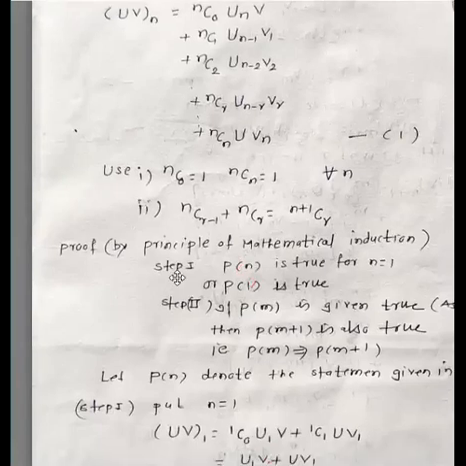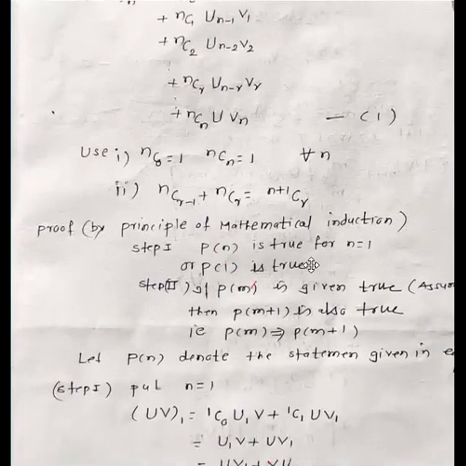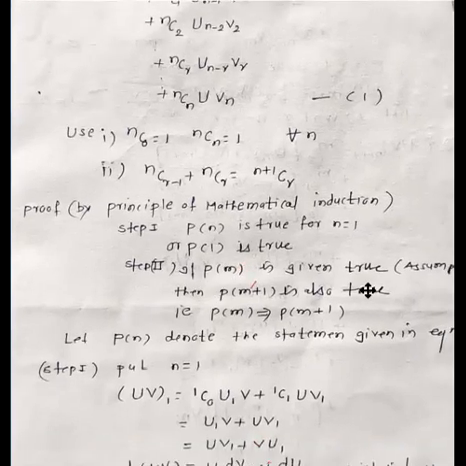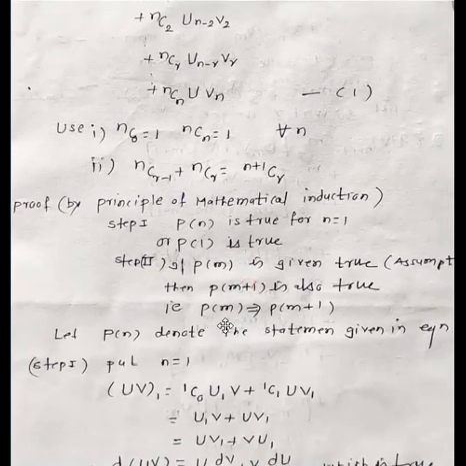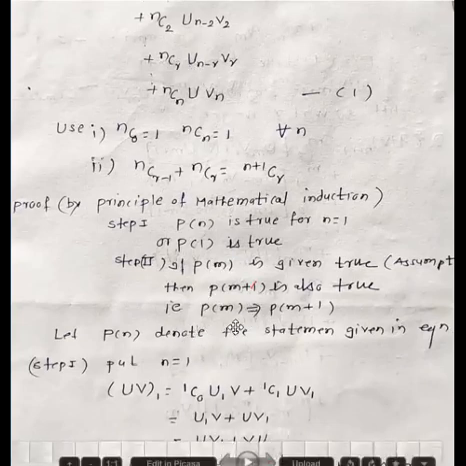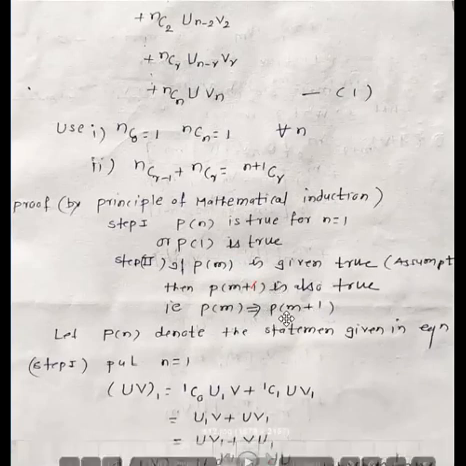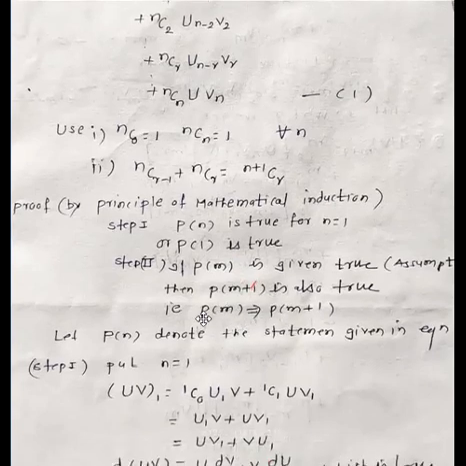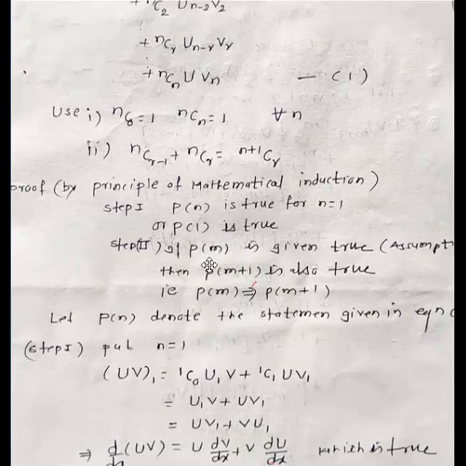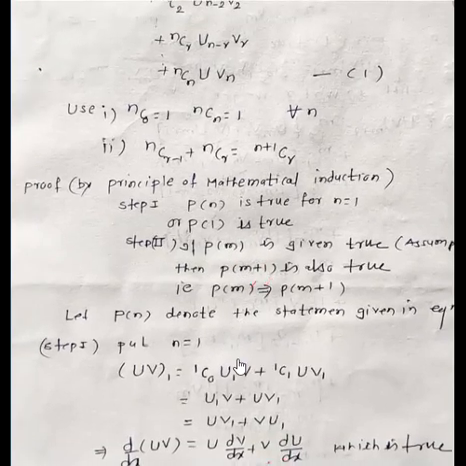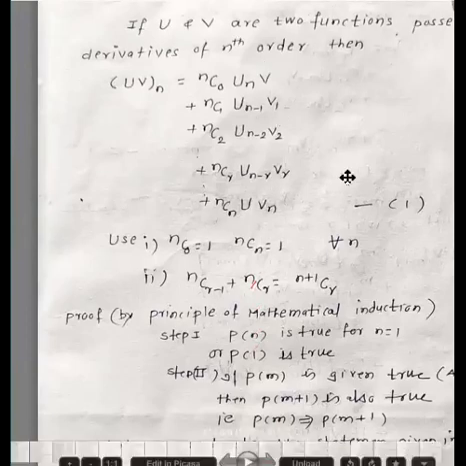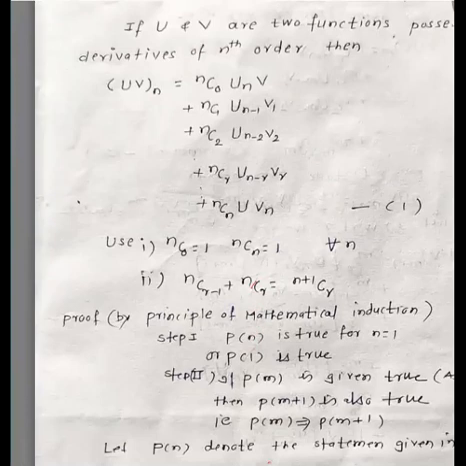So what is the principle of mathematical induction? Show that the statement is true for n equal to 1, and second step, P of m implies P of m plus 1. That is, take the assumption that the mth derivative is given by this expression, differentiate it, and obtain the expression for the m plus 1th derivative. So P of m implies P of m plus 1. Then by the principle of mathematical induction, it is true for all n. So this Leibniz theorem is true for all values of n equal to 1, 2, 3, 4 and so on, for any positive integer. So this is the Leibniz theorem.